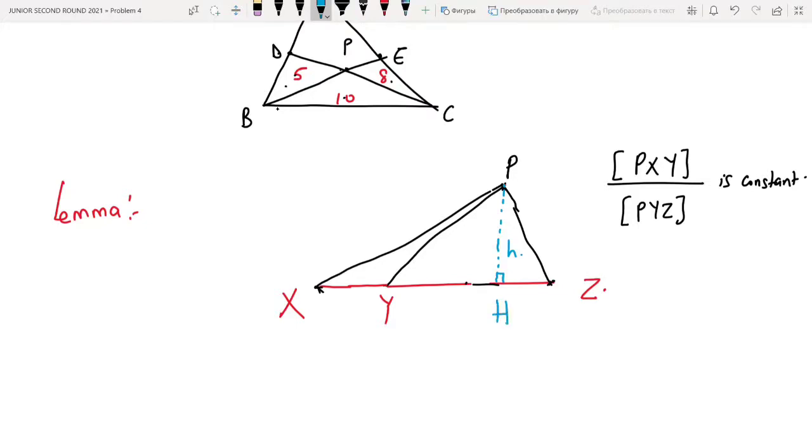This line segment PH is the height of three triangles. It's a height in triangle PXY, in triangle PXZ, and also a height in triangle PYZ. That is true because X, Y, and Z are collinear. They lie on a straight line. That was the initial condition: X, Y, and Z are collinear.